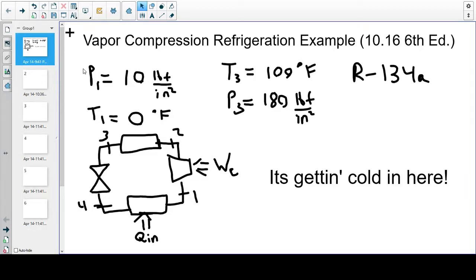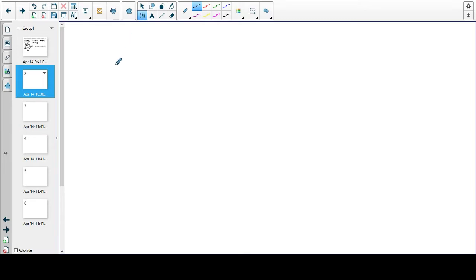In this video, I'm going to be taking you through a vapor compression refrigeration example. This one is just a basic cycle. If you need to see the starting values, just pause at the beginning. But we're going to get right into it.